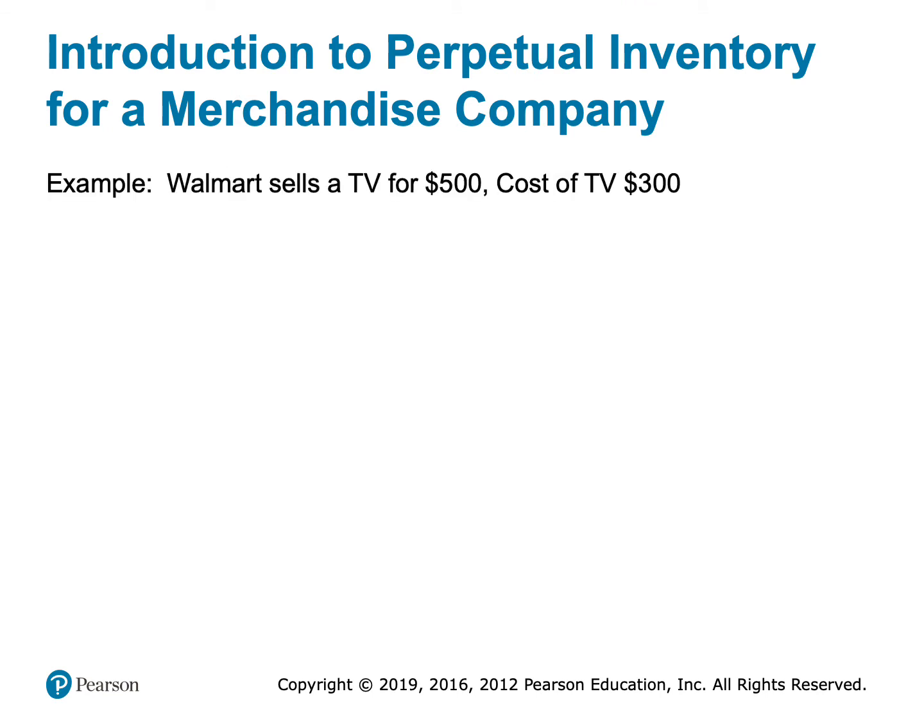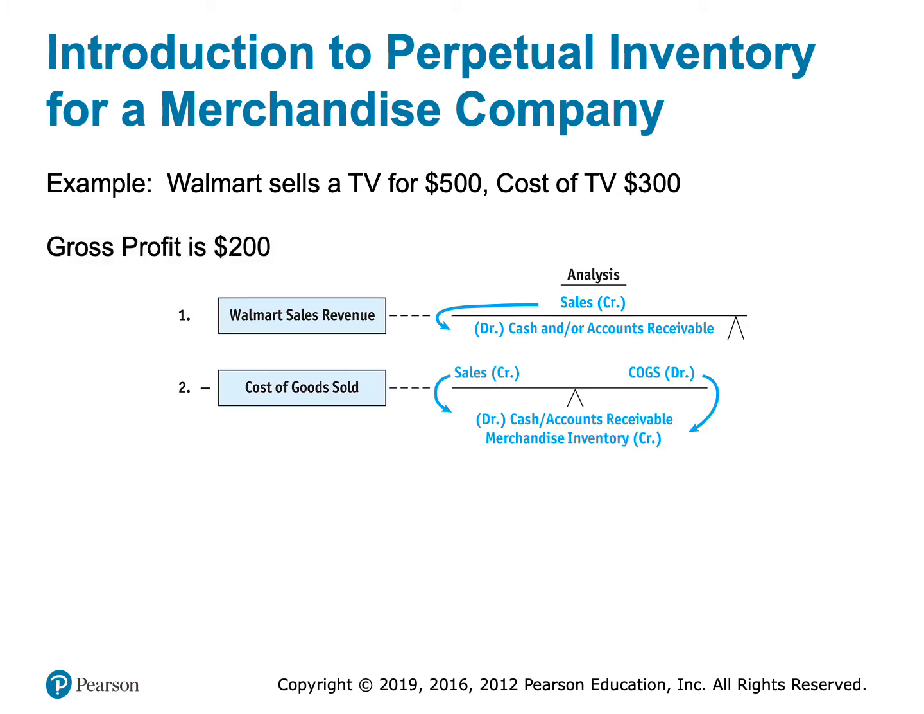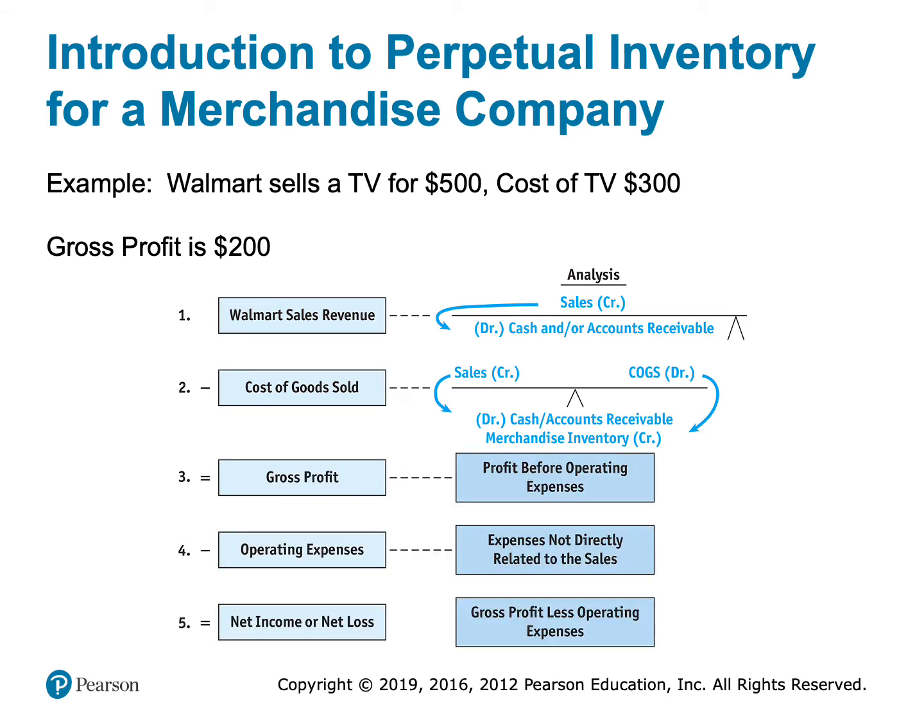So here we have an example. Walmart sells a TV for $500. It cost them $300. So our sales revenue would be $500. Our cost of goods sold would be $300. So that would give us gross profit of $200. And then we would list out our operating expenses and come to our net income or net loss on our income statement.